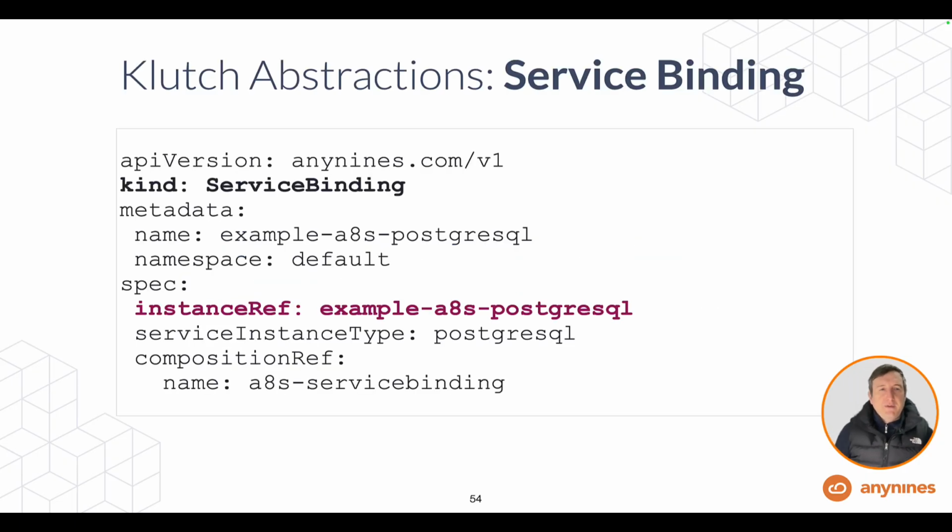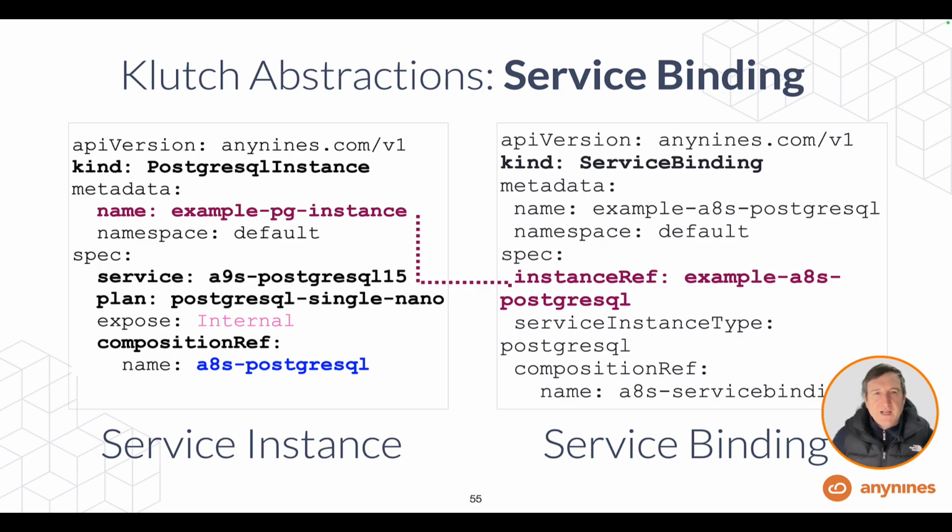Service bindings, pretty much the same. You have a name for the service binding. You reference an existing service instance. So service instance and service bindings, well, they have a relationship as they would have with Cloud Foundry, where you also refer to the service instance when creating a service binding.